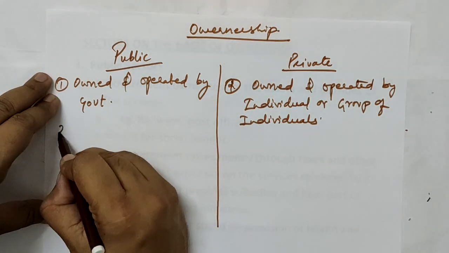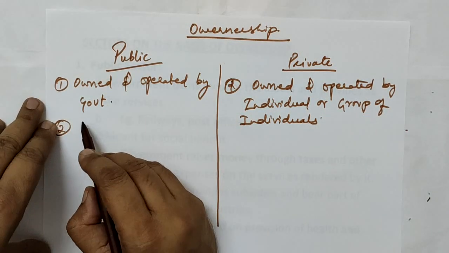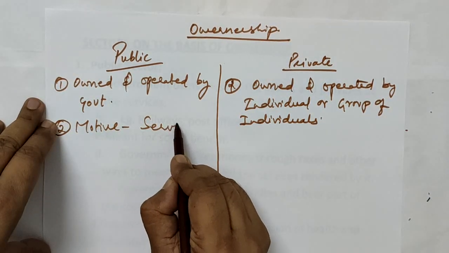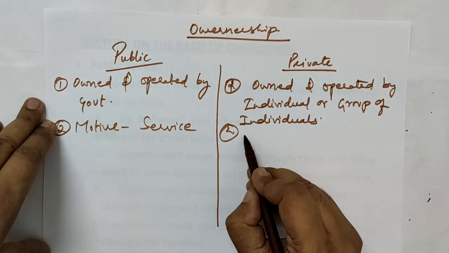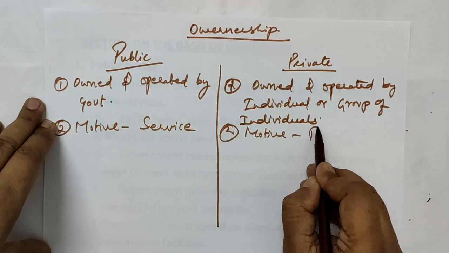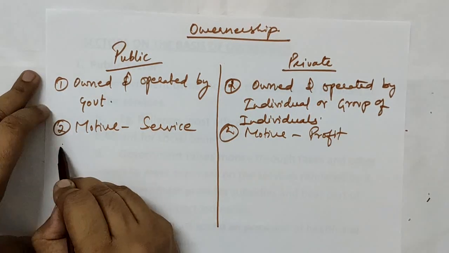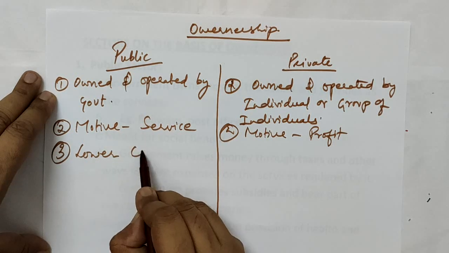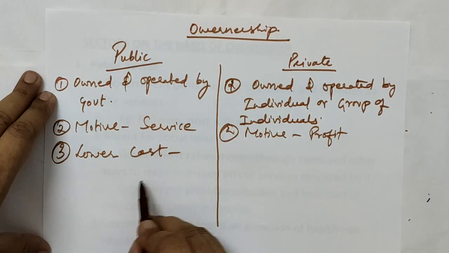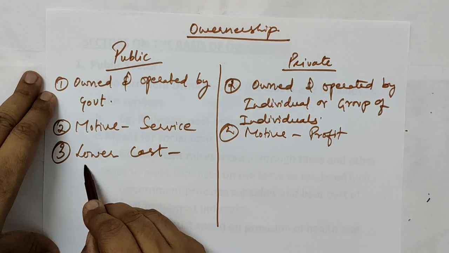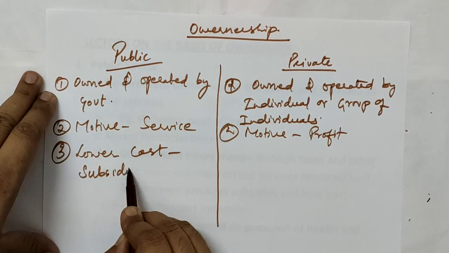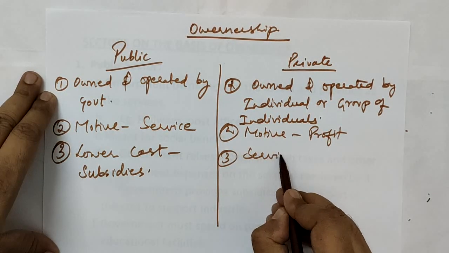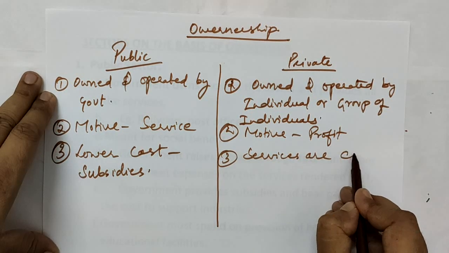Let's see. Second point, if we talk about their motive, since it's operated by government, their motive is service. If the individuals, their motive will be profit making. The public sector provides services at a lower cost, because they are basically providing subsidies. The private sector's services are costly.